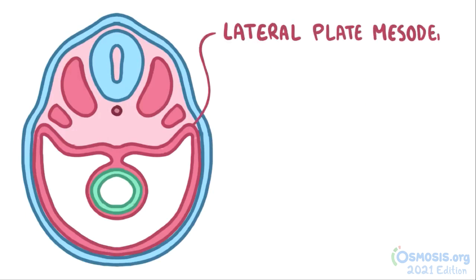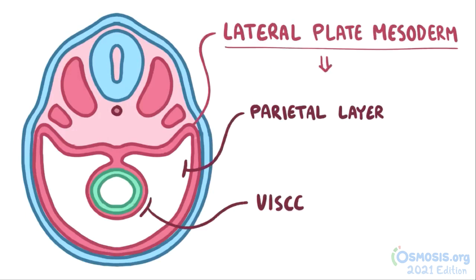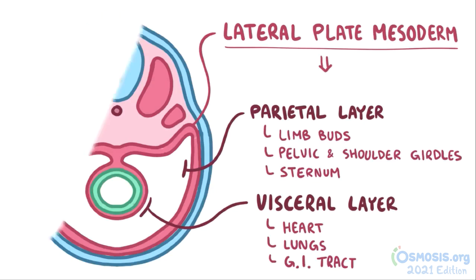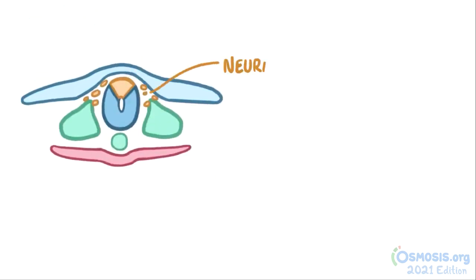Meanwhile, lateral plate mesoderm splits into parietal mesoderm and visceral mesoderm layers. The parietal mesoderm forms the early limb buds, as well as the bones of the pelvic and shoulder girdle, and the sternum, while the visceral mesoderm helps form organs like the heart, lungs, and organs in the gastrointestinal tract. So the axial skeleton derives mainly from paraxial and lateral plate mesoderm cells. But in the head region, another group of cells derived from the ectoderm layer, called neural crest cells, contributes to the development of the skull.